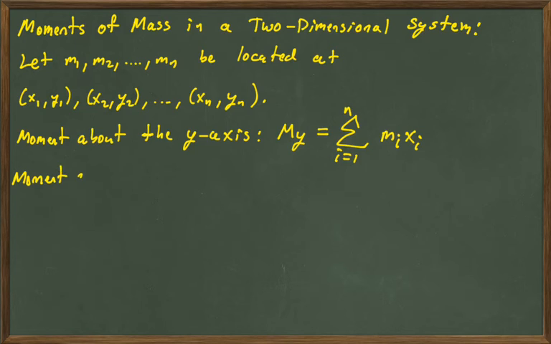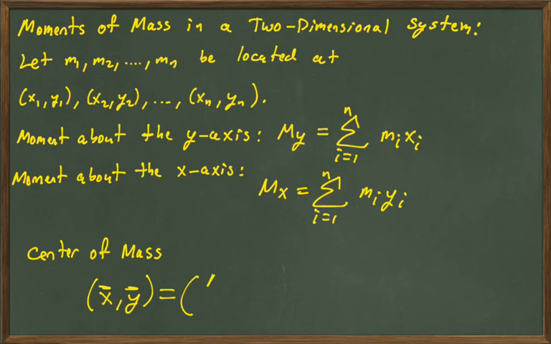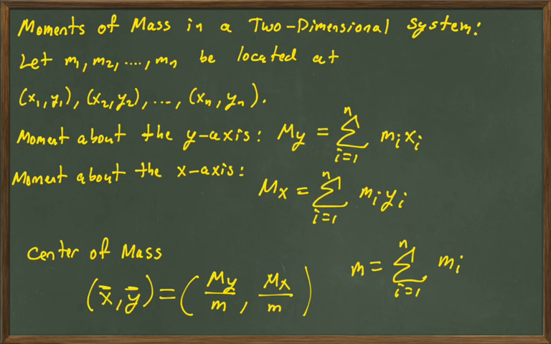All right. So the moment about the x-axis, and we call it m sub x, is going to be the sum i equals 1 to n, m sub i, y sub i. Your center of mass, this will be x bar, y bar. Okay, and so that's going to be m sub y over m, comma m sub x over m, where the total mass of the system, M, is equal to the sum i equals 1 to n of m sub i.